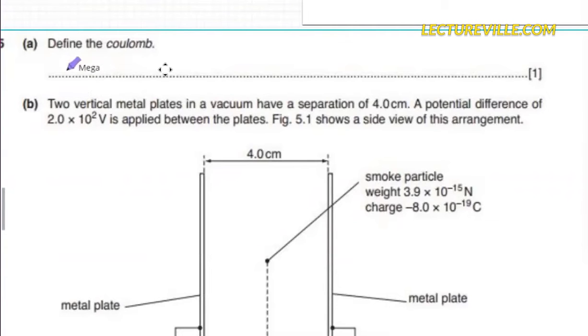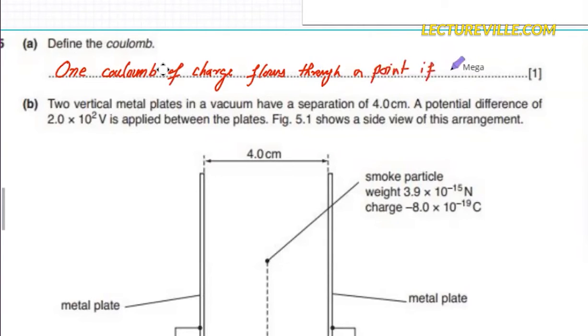So 1 coulomb of charge flows through a point if a current of 1 ampere passes for 1 second.